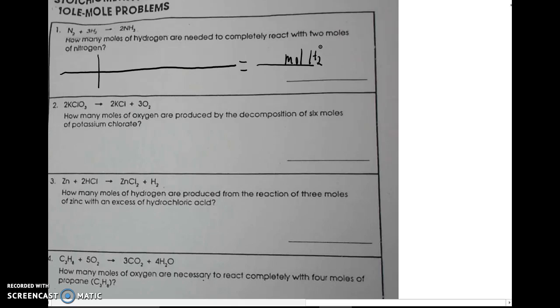And then I'm going to find my given. Are needed to completely react with 2 moles of nitrogen. So that's my given. So I'm going to go ahead and put that on my starting line, 2 moles of N2. Since we're just getting started, I've given you the balanced chemical equation. Later on, we'll have to derive that equation and balance it. But to make it easy, we're going to start off with a balanced chemical equation.